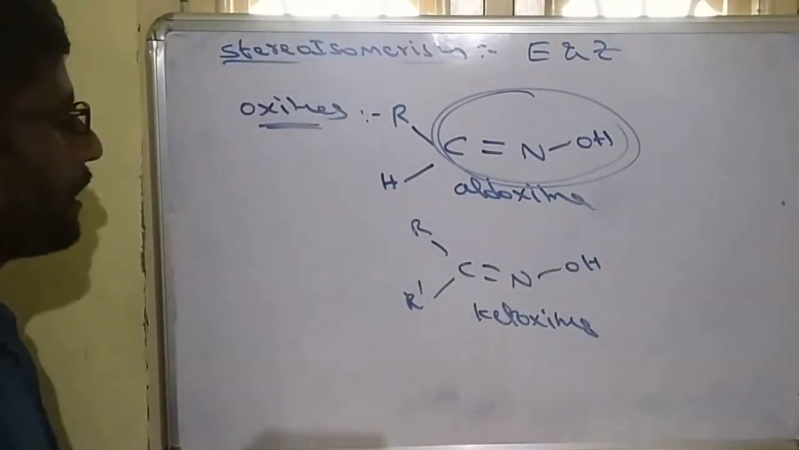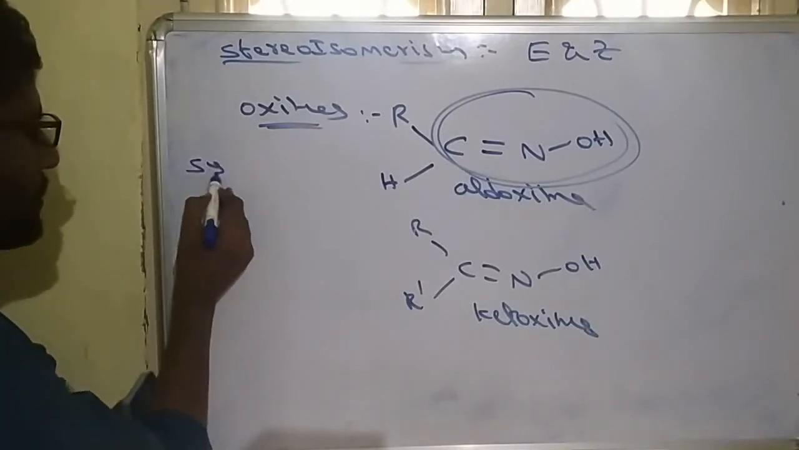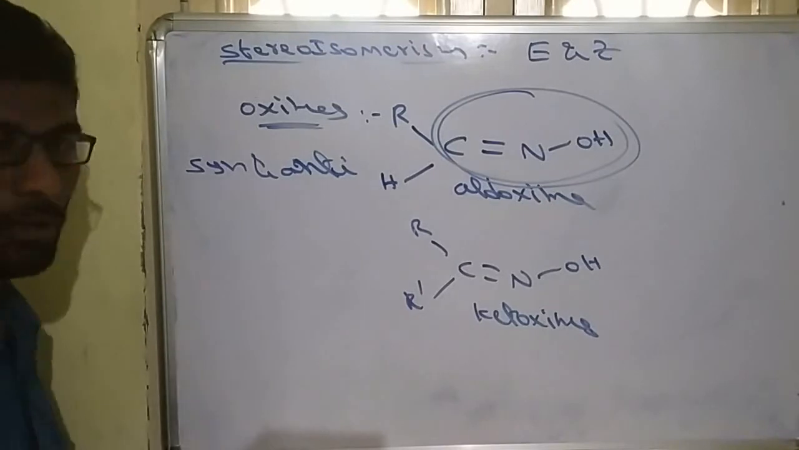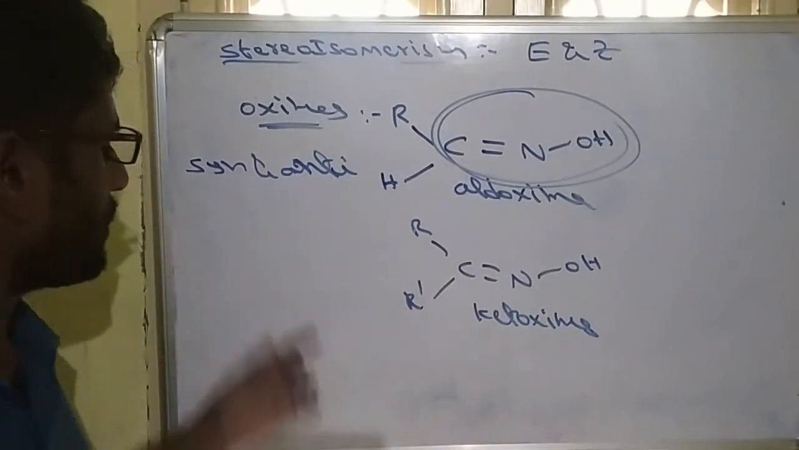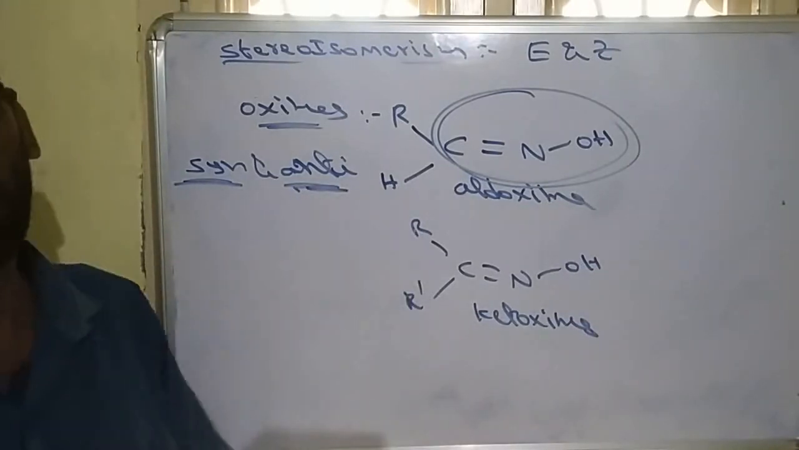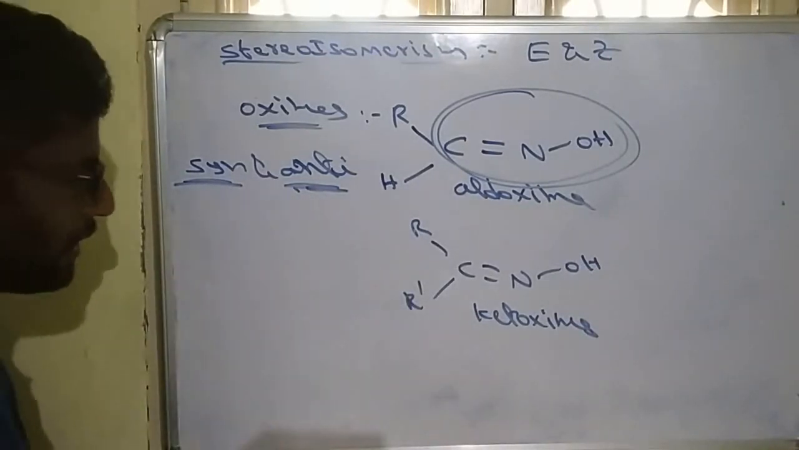This geometrical isomerism we represent with syn and anti. In oximes, geometrical isomers are represented with syn and anti. Syn means same side, anti means opposite side. So what are syn and anti? See the example.